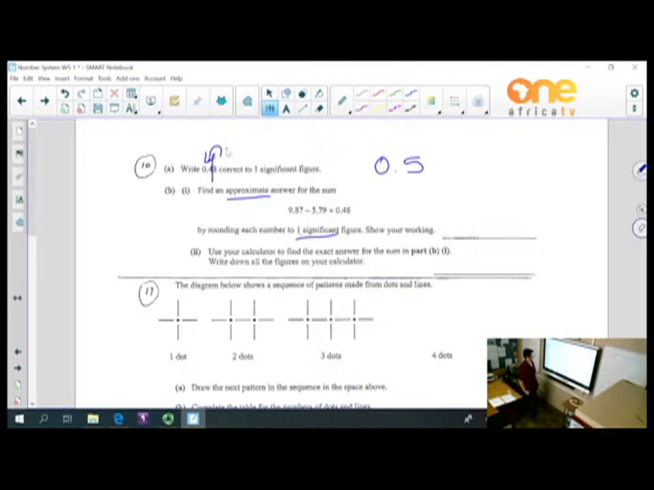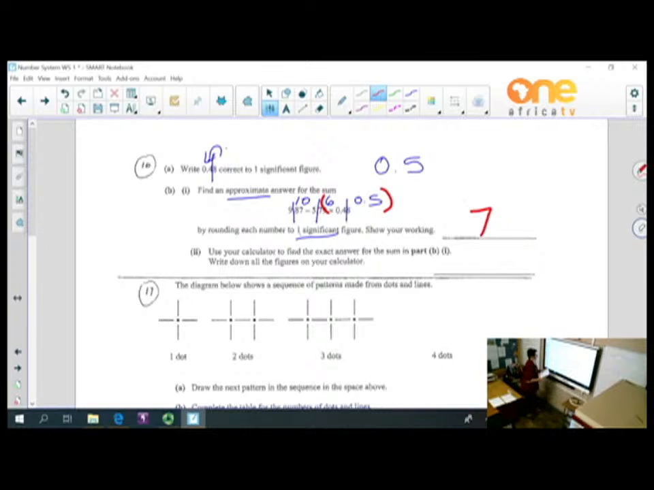Find an approximate answer by rounding each correct to one significant figure. It's like the question we had just now. So one significant figure will make this one 10. One significant figure will make this one 6. Now look at this one. One significant figure will make it 0.5. So 10 minus 6 times 0.5. BODMAS, I'll still have to look at BODMAS. So it means first that half of 6 is 3. And 10 minus 3 is equal to 7.